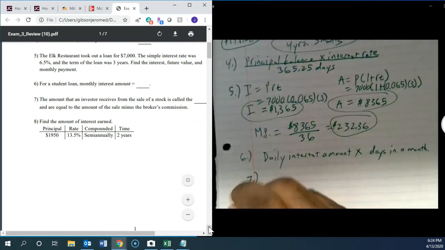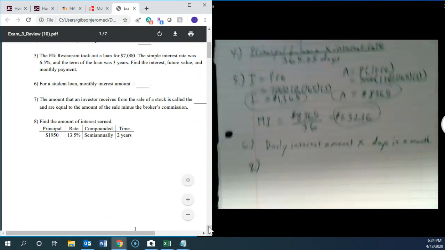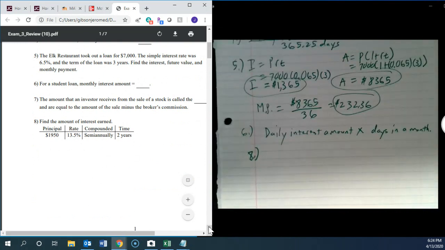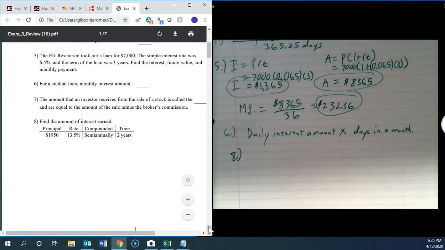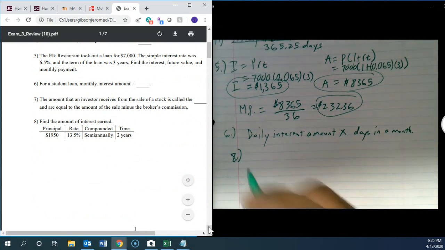Now, I'm going to make this number 8, because number 8 takes a little bit more work. It says here, find the amount of interest earned. And then we have our principal, our rate, and then it's compounded semi-annually, and the time is 2 years. So they just want to know the interest earned.